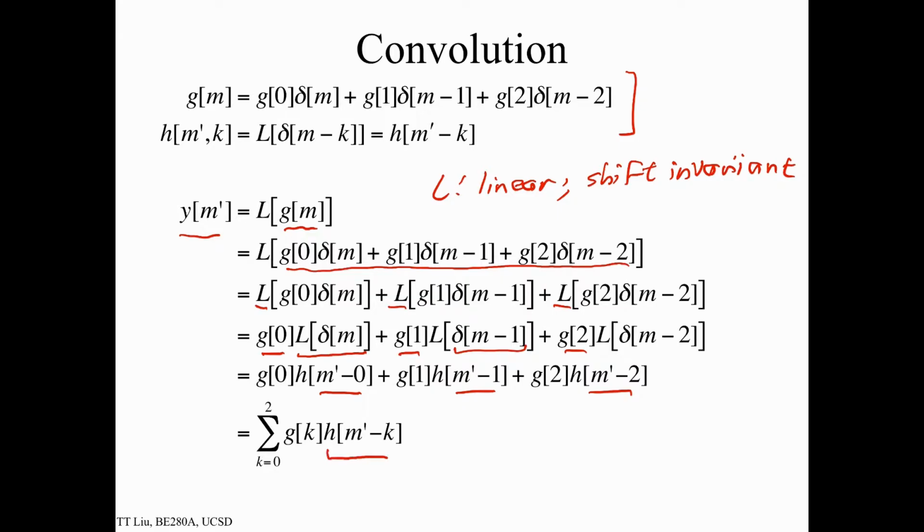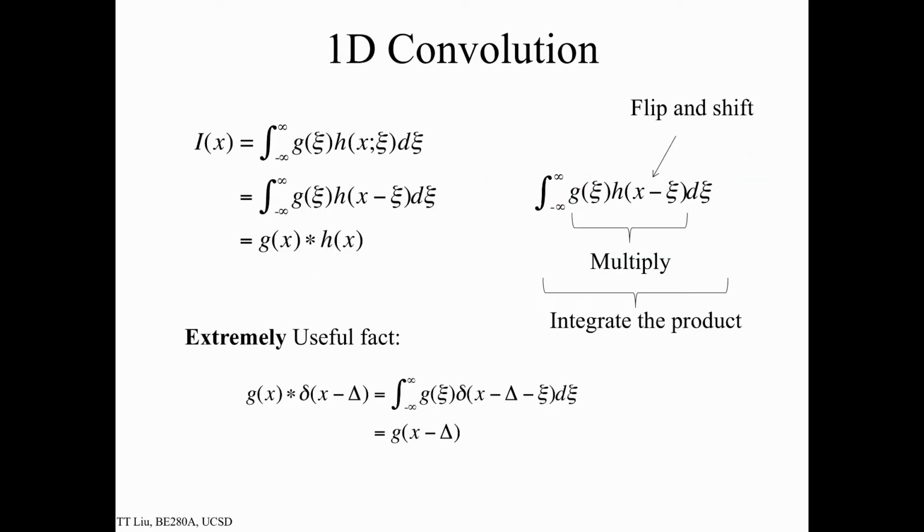And so here, what we end up with is we have these shifted impulse responses. And then we also have our weights. Okay, so it's a weighted sum of shifted impulse responses.